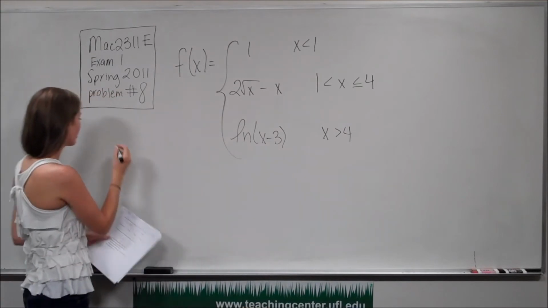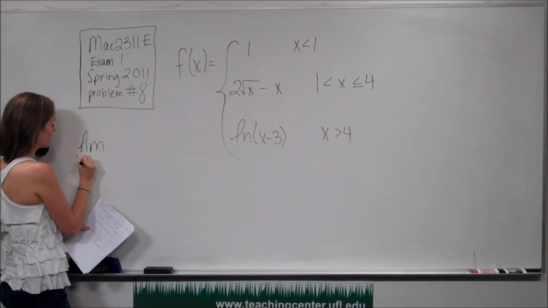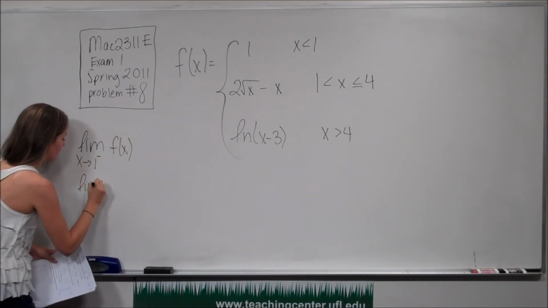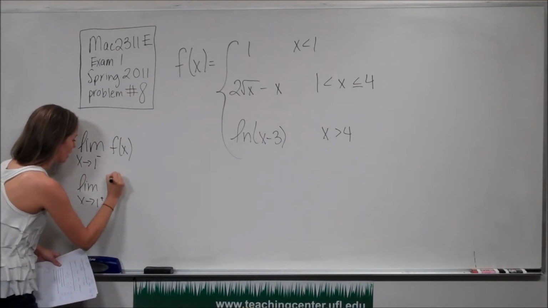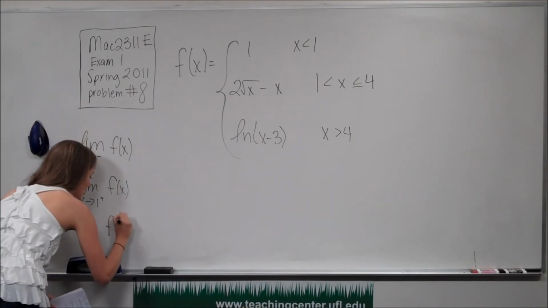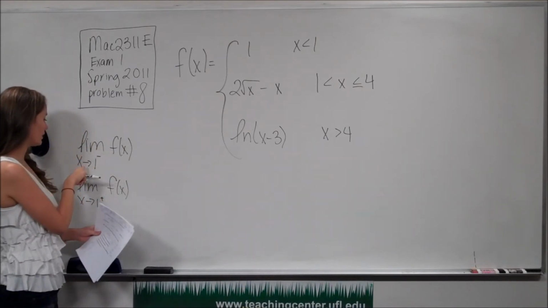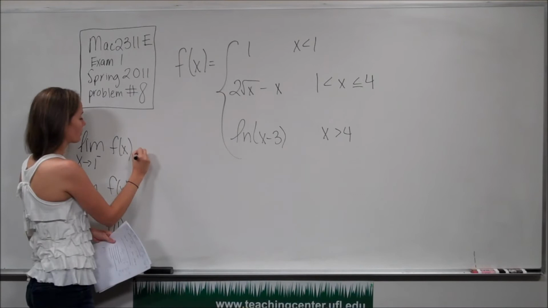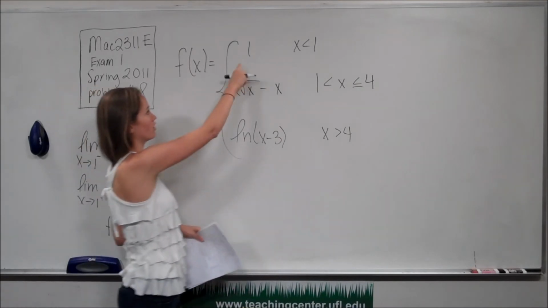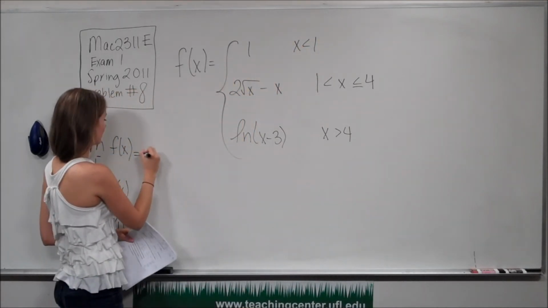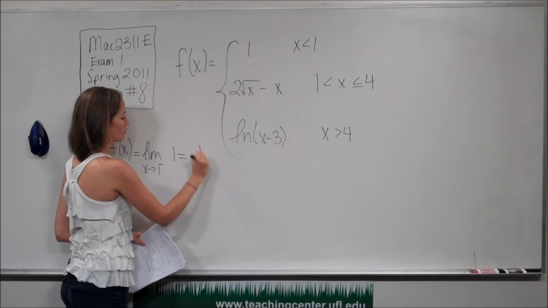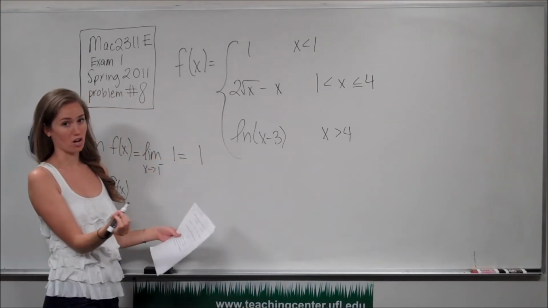So what we want to do is the limit as x approaches 1 from the left of f of x, and then the limit as x approaches 1 from the right of f of x, and see if they match up. And then also we want to see what f of 1 is actually equal to. Okay, the limit as x approaches 1 from the left. If we're approaching 1 from the left, then we're going to use the function value where x is less than 1. So we're going to be using this right here, which is just going to be equal to 1, because the limit of a constant is just the constant.